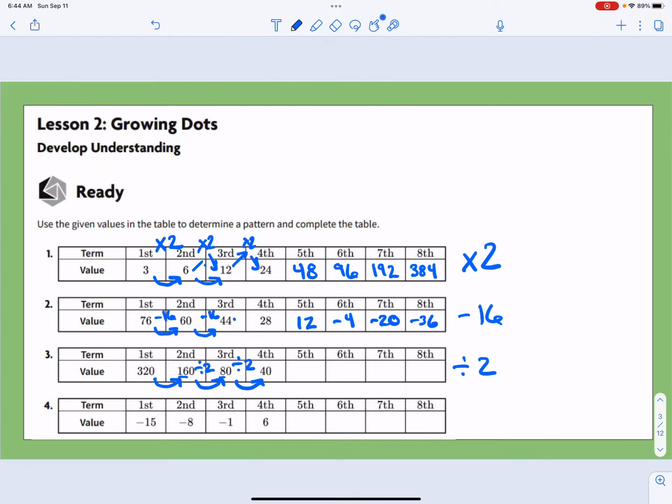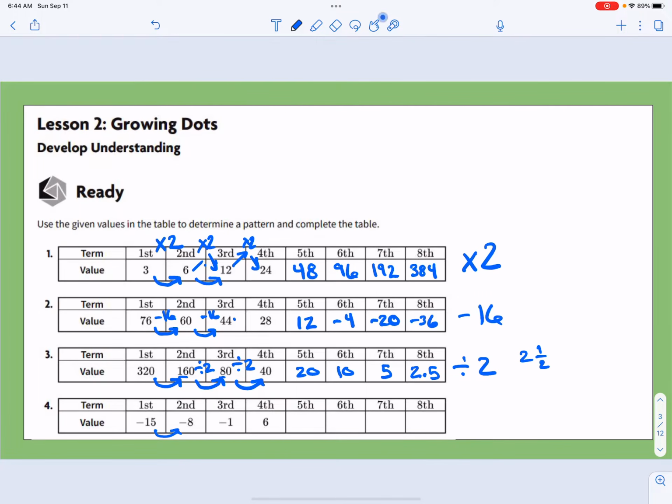Okay, so what's half of 40? 20. Half of 20 is 10. Half of 10 is 5. And half of 5 is actually going to be 2.5. Okay, or if you wrote 2.5, you could do that too. They both work. And our last one, number 4, going from negative 15 to negative 8.